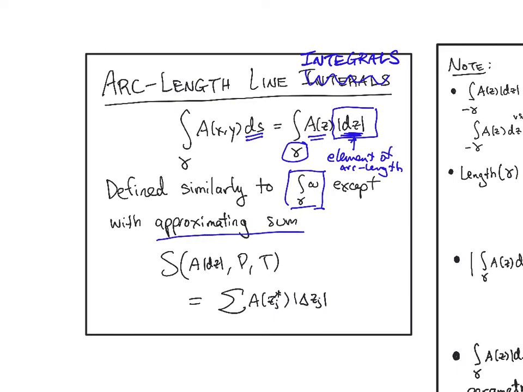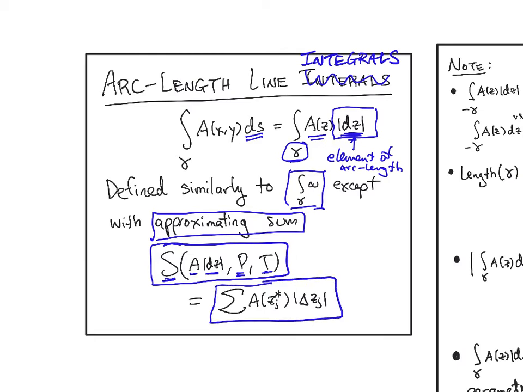We replace our approximating sums, which will have this same notation. So I'll have A times the arc length element, an approximating sum for it. We'll use, again, a partition of the interval on which the curve is defined and a tagging, and we get sample points and all that stuff just as we did before. And an approximating sum will look like this. So I'll evaluate A at a sample point and I'll multiply by the absolute value of the change in z. So these will be our approximating sums.